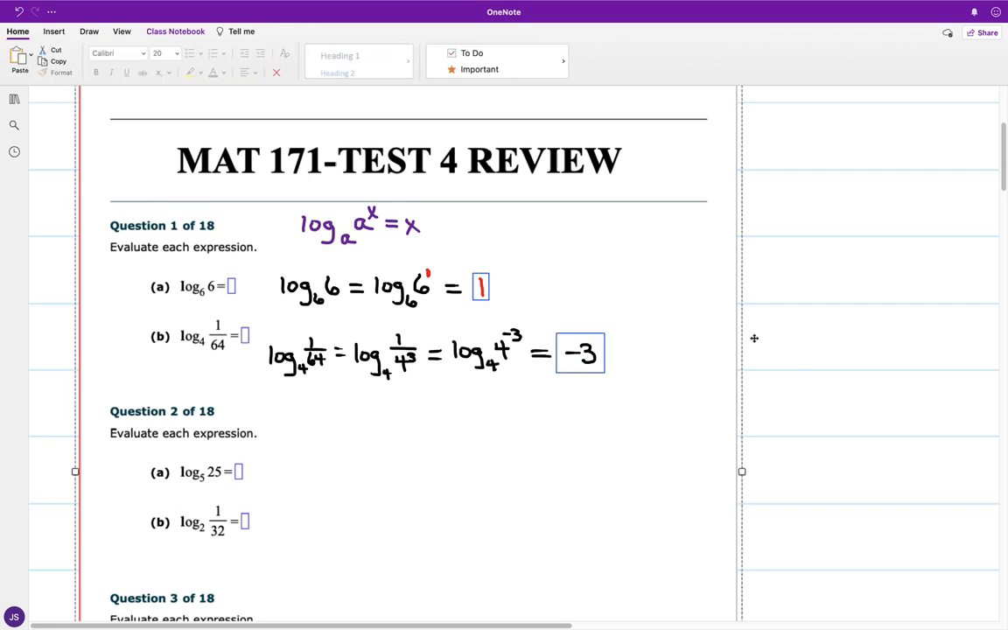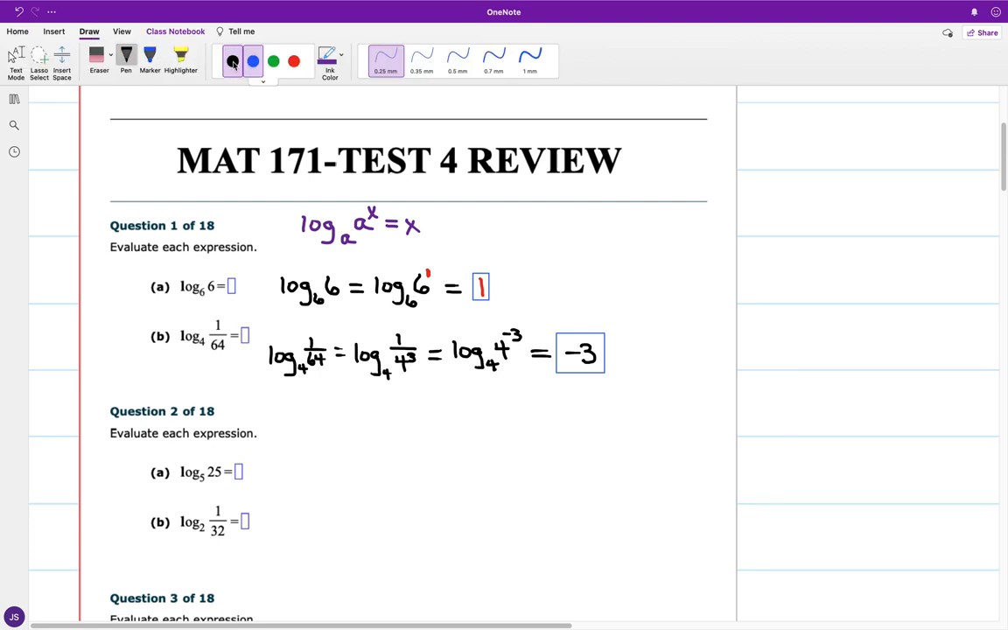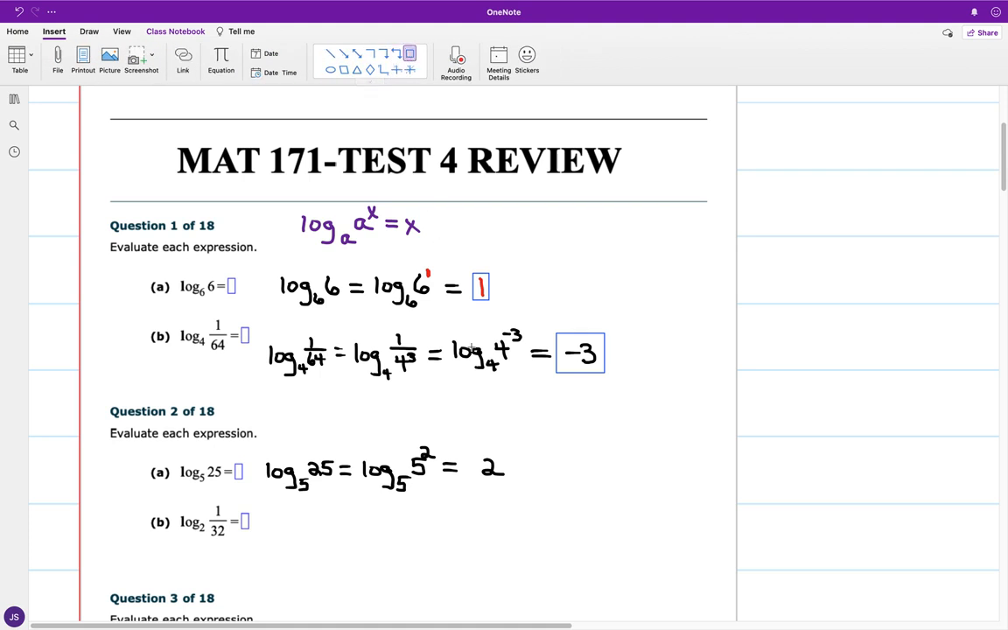For the next item, you have the base 5 logarithm of 25 to determine. 25 is both a multiple and an integer power of 5, and 25 is 5 to the second. So the base 5 log of 5 to the second goes to 2.